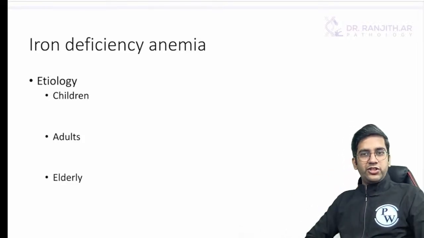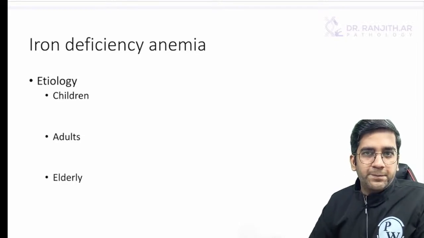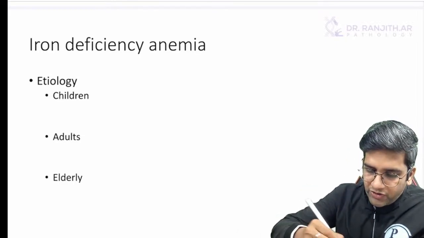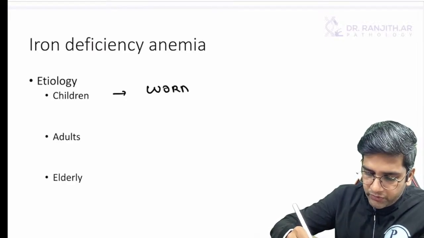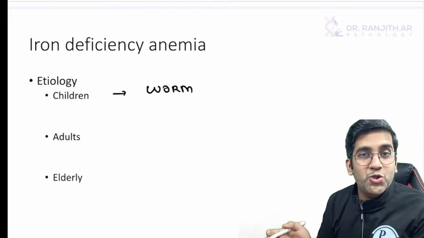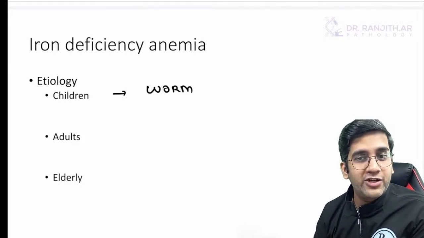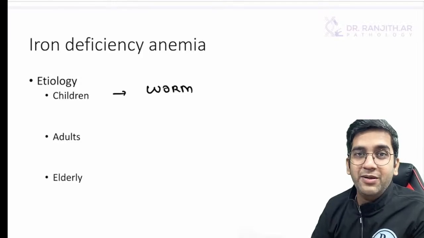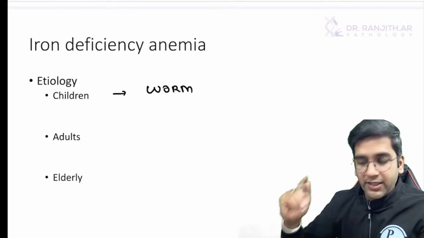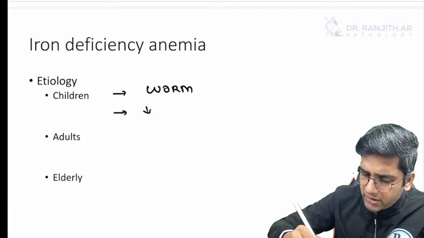Can anyone tell me the etiologies? We have divided the etiologies based on children, adults and elderly. One of the most common etiologies in children is worm infestation, right? Now, since microbiology is over, you can write which worms: Necator americanus, Ancylostoma duodenale. If you're very good in micro, say that Necator causes a loss of 0.3 ml per day. Worm infestation is obviously important, and obviously reduced nutrition.